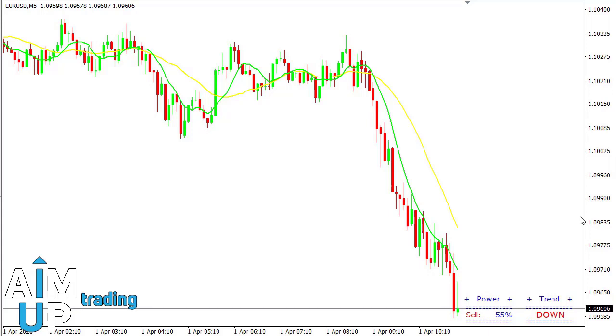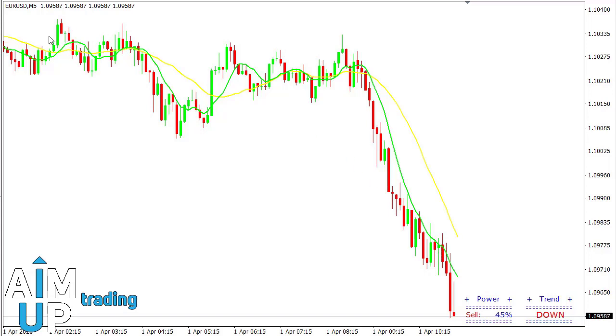But basically, a quick overview. As you can see, we already have the green and the yellow moving averages on our chart. Also, in your bottom right corner, you can see our indicator, which indicates the power of the trend, and it shows us as a percentage. So now it's 45%, and then we have the trend down.